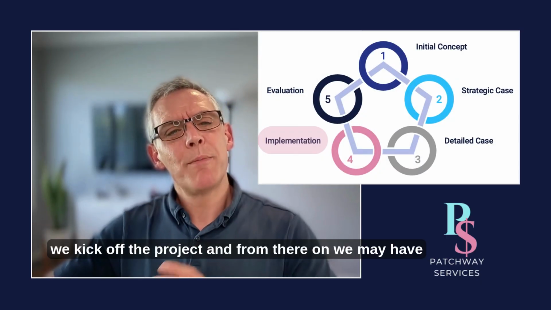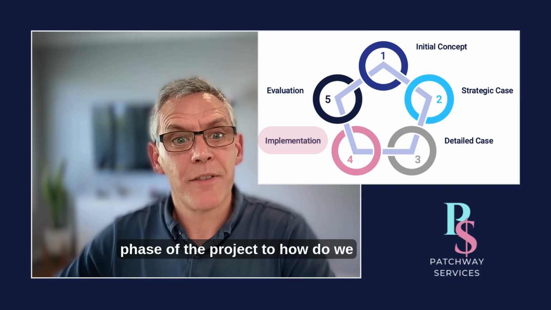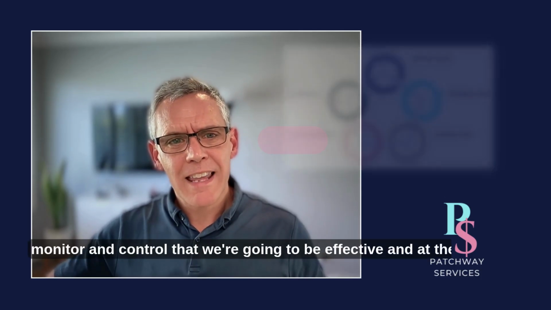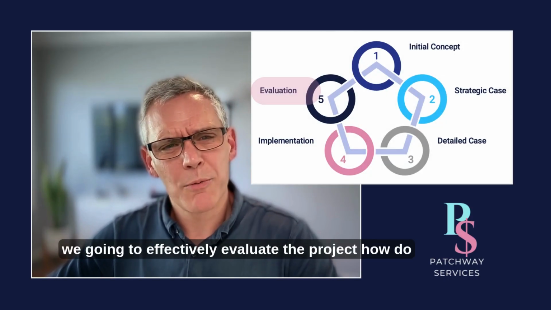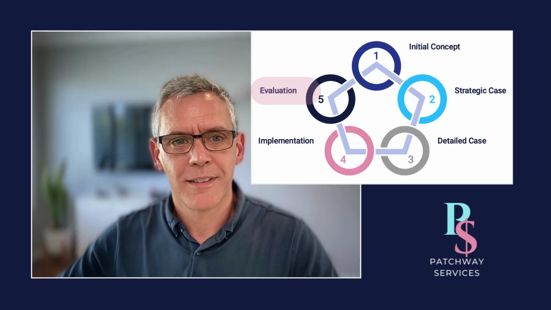And from there on, we may have more gates, but we should at least have a gate in the implementation phase of the project to ask how do we monitor and control that we're going to be effective. And at the end of it all, how are we going to effectively evaluate the project? How do we make sure that we achieved the outcomes that we set out to try and achieve?